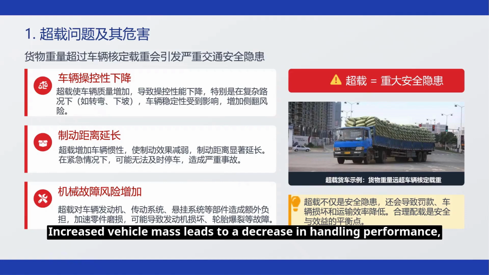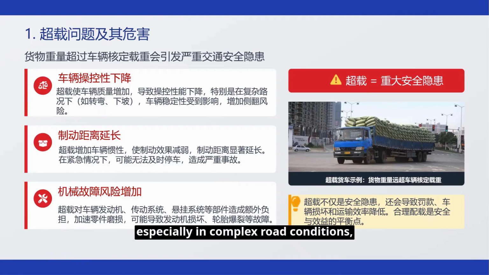Increased vehicle mass leads to a decrease in handling performance, especially in complex road conditions, such as turning or downhill. Vehicle stability is affected, increasing the risk of rollover. Overloading increases vehicle inertia, which weakens the braking effect and significantly extends the braking distance. In an emergency, it may not be possible to stop in time, causing serious accidents.